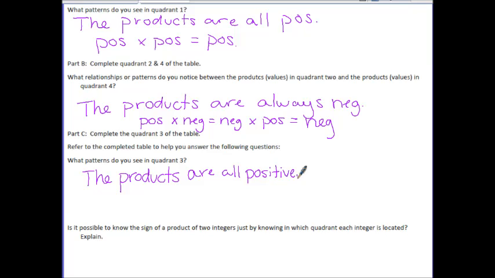If we look at our observations, we know that there is a pattern that occurs here. So if we know it occurs in quadrant 1, we know our product is going to be positive. If it occurs in quadrants 2 or 4, it's going to be negative. And if it occurs in quadrant 3, the answer would be positive.